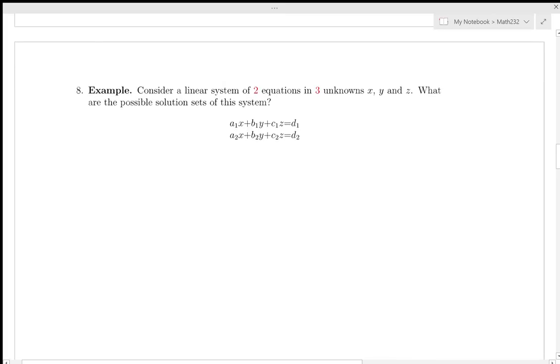So each one of these is a plane. Each one of these things is a plane, so that we've got 2 of them. We've got 2 equations. Each one is a plane.